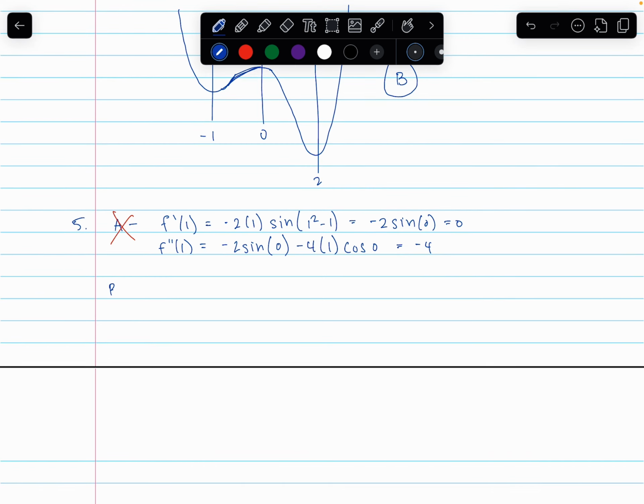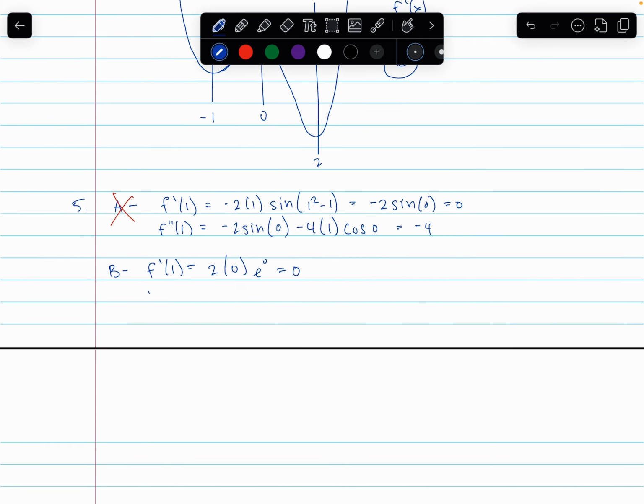So let's try B. We've got f prime of 1. F prime of 1 is going to be 2 times 0, and then e to the, it's not going to matter. It's all going to be 0. So that's going to be equal to 0. So it is a critical point.